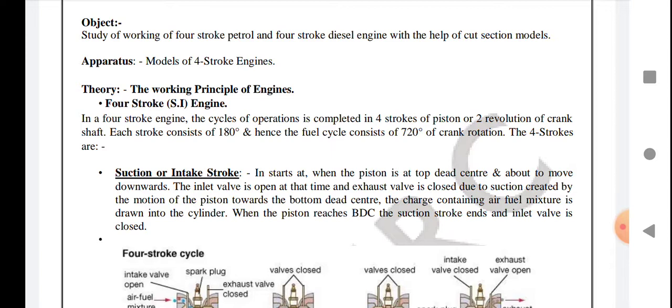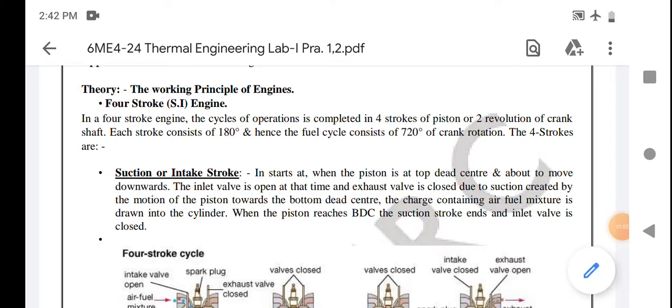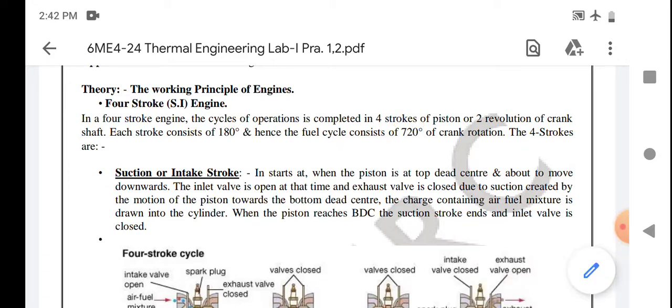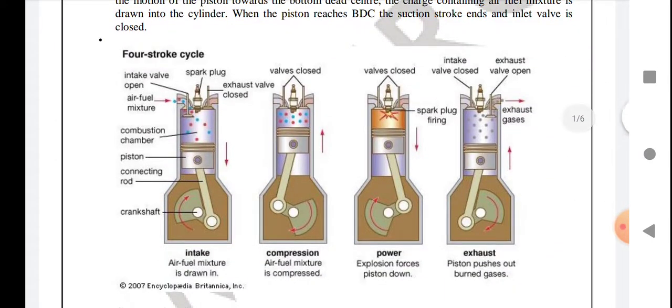In a 4-stroke engine, as you see in the name, 4-stroke means that in this engine the crank rotates 720 degrees. It means 2 rotations. Okay, now we discuss first as shown in this figure.